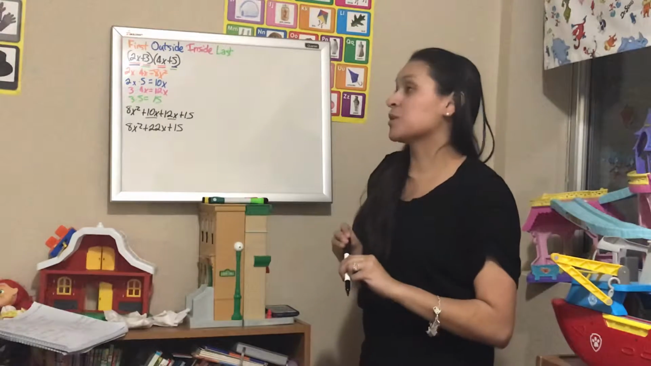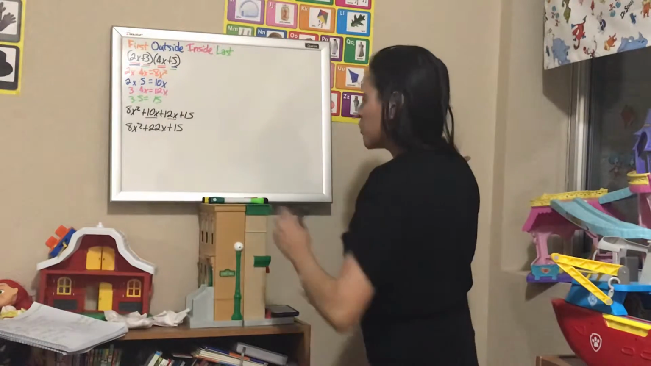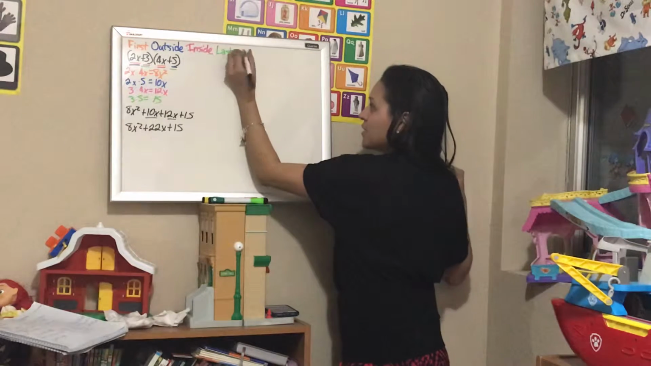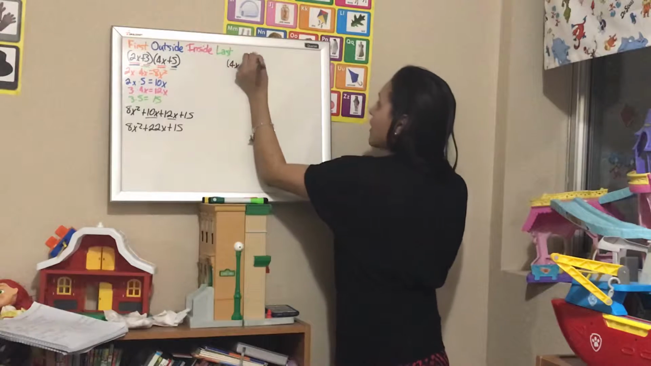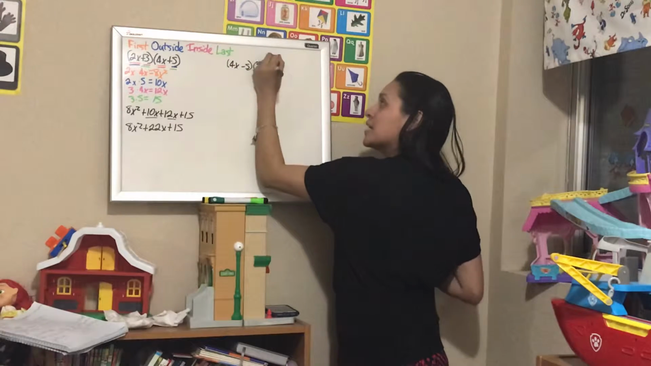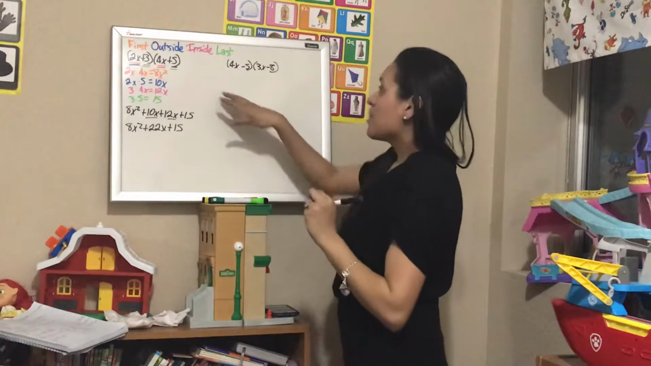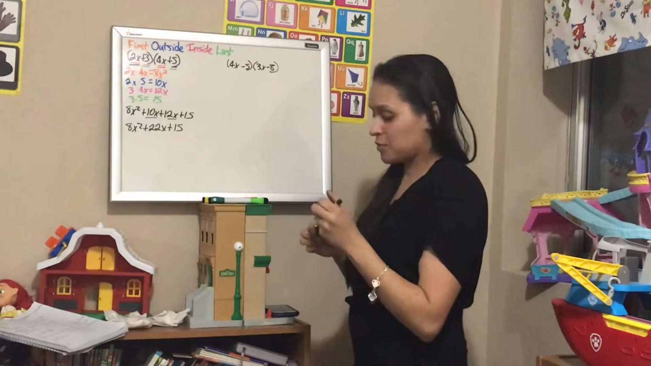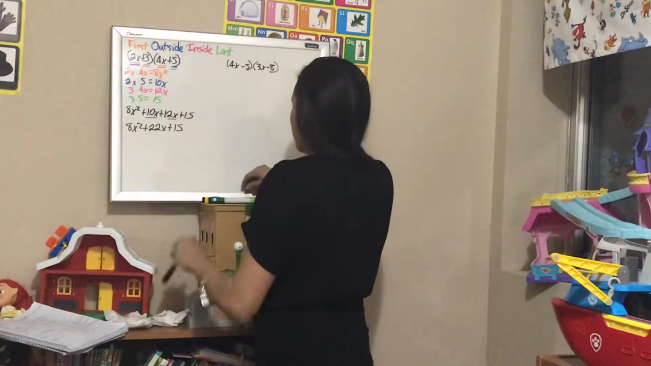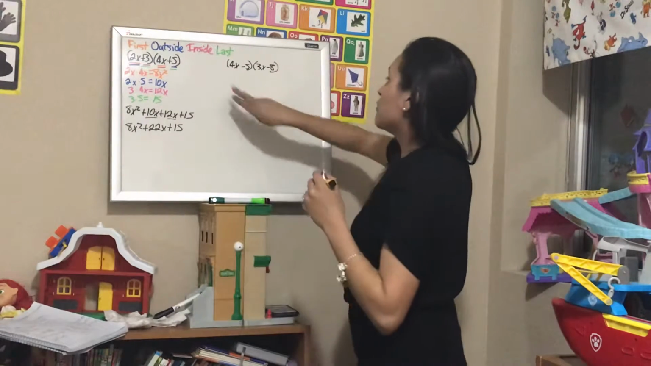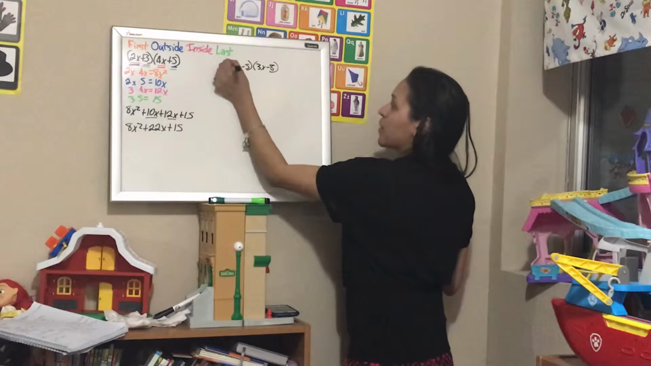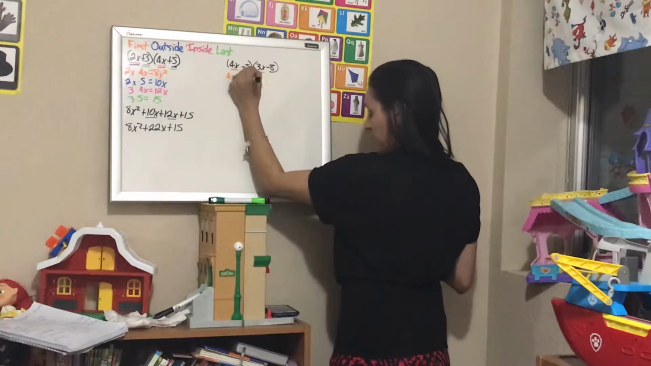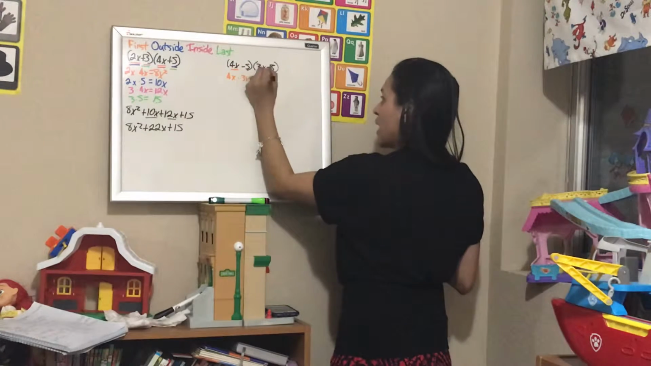Now let's take binomials with negative terms. We'll do 4x minus 5 times 3x minus 8. The method is the same. We just need to pay attention to our negative terms now. We have 4x and 3x as our first terms. That will give us 12x squared.